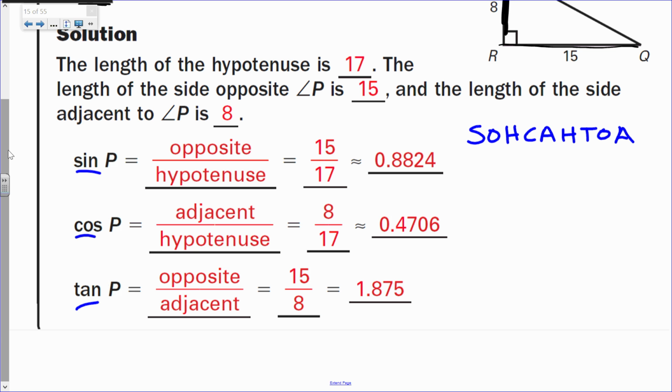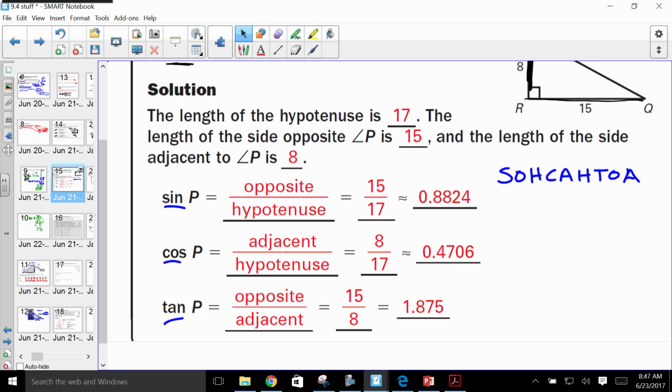Nice. Let's keep going here, Sanderson. Sure. So we're going to write the word SOHCAHTOA.